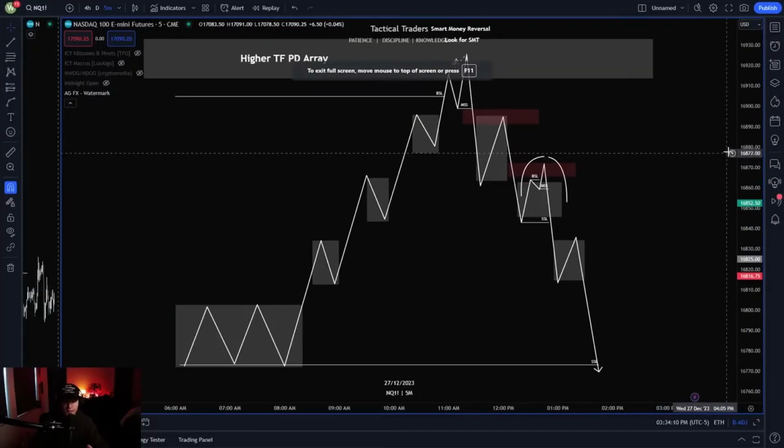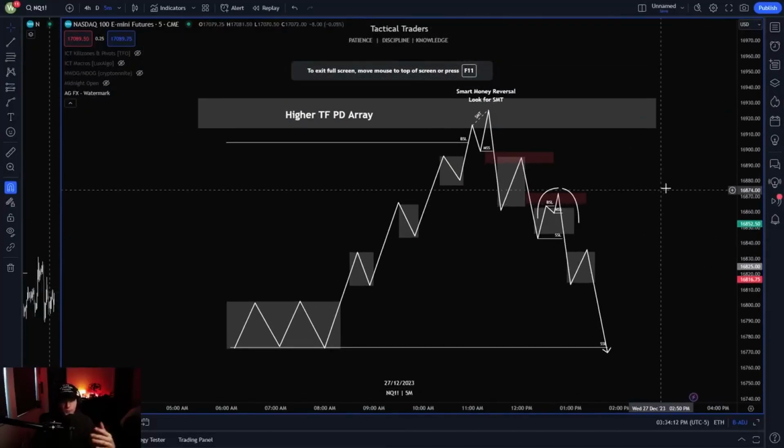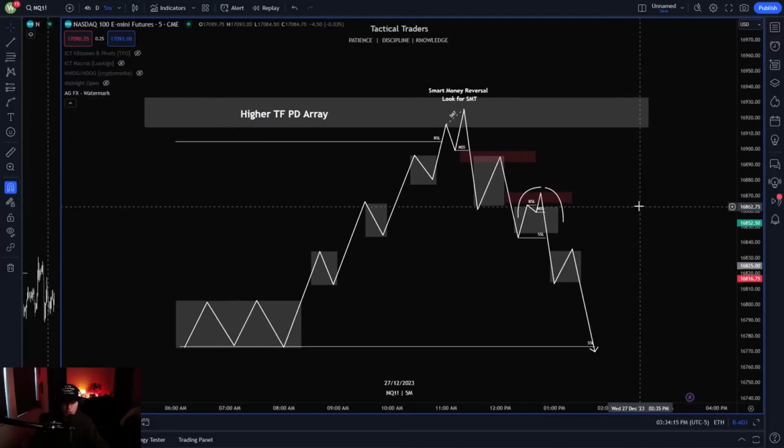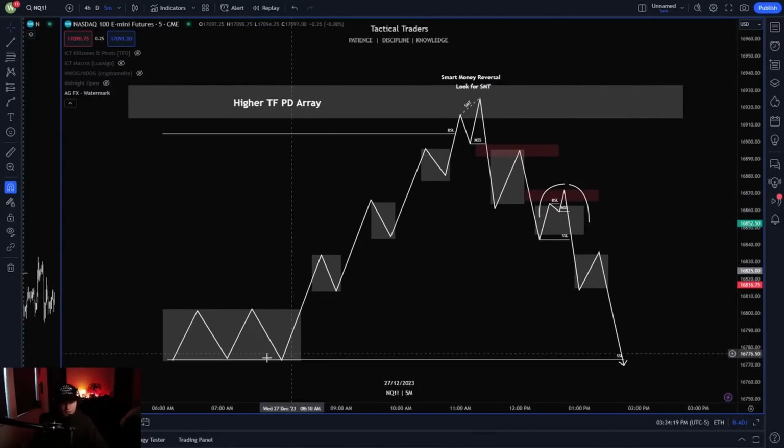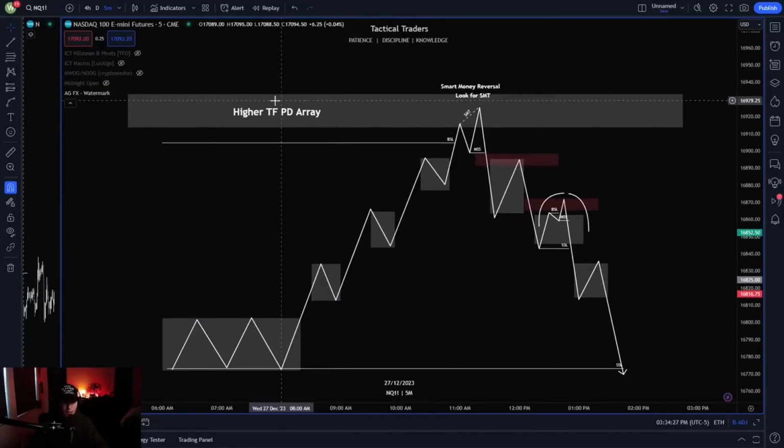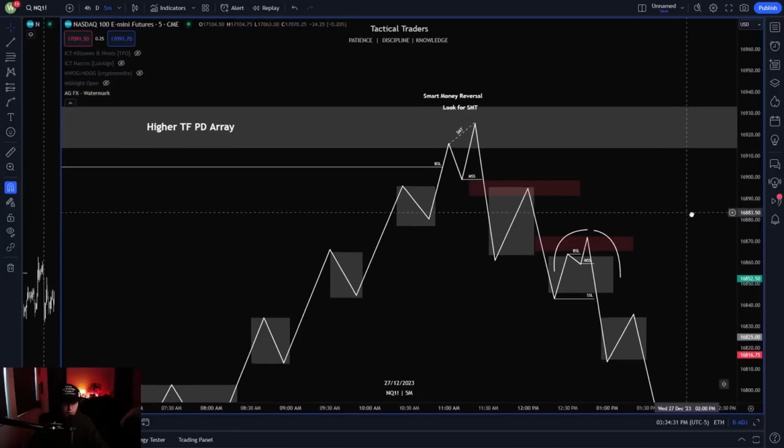Now, this is not an example, but I want to show you guys again the exact same thing, but a market maker sell model, right? Exactly what we would be looking for, a market maker sell model. We have original consolidation, move higher, again creating these swing lows before finally taking out some form of buy-side liquidity or rejecting off of a higher time frame PD array. This is when we are looking for a smart money reversal.